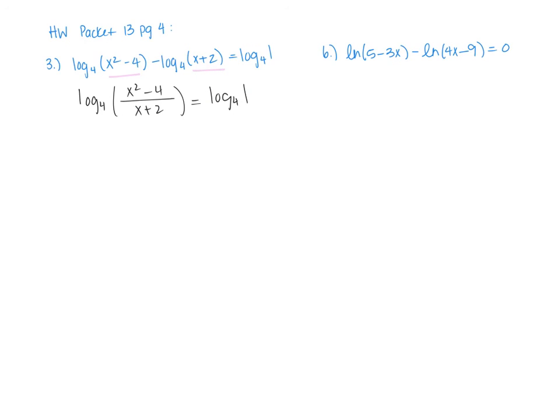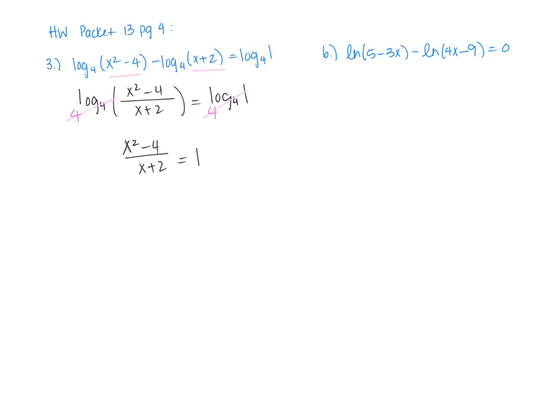So once I notice that both sides have a log base 4, if I raise 4 to both sides, they immediately will cancel on both sides. So I really just have an x squared minus 4 and an x plus 2. And this side's just a 1.